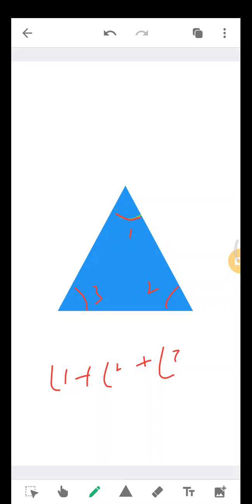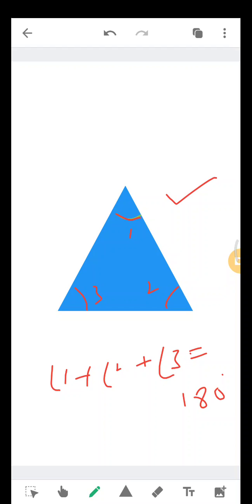You learned about this concept in your lower classes. The sum of the angles of a triangle is how much? Yes, it's 180 degrees. When you add all the 3 angles of any triangle, that gives you 180 degrees. Hope you remember this concept.